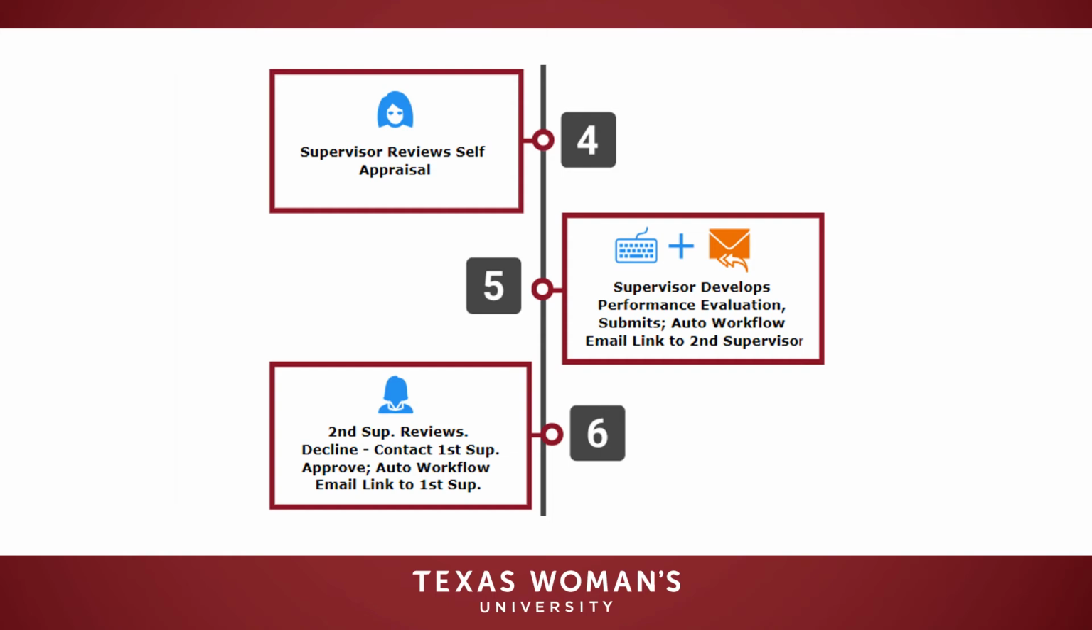Once the supervisor has developed the performance evaluation and submitted, an automatic workflow email will be generated to the second level supervisor for approval. The second level supervisor will have the opportunity to provide comments and approve or decline the performance evaluation. If the second level supervisor chooses to decline, an automatic workflow email will generate to the first level supervisor. Once adjustments are made, the first level supervisor will resubmit, generating an additional workflow email to the second level supervisor requesting approval.